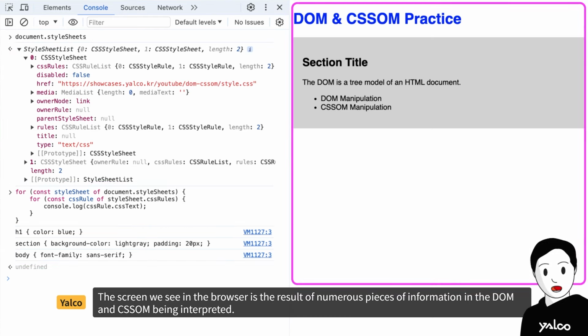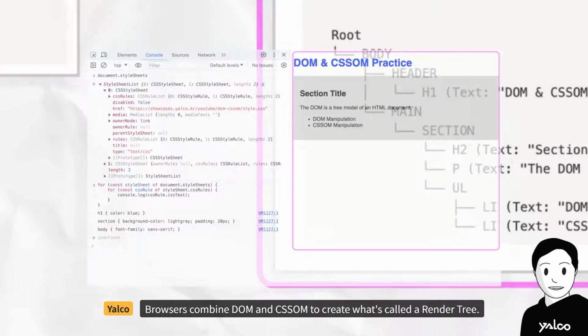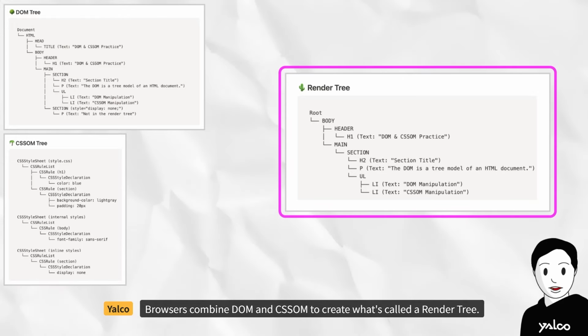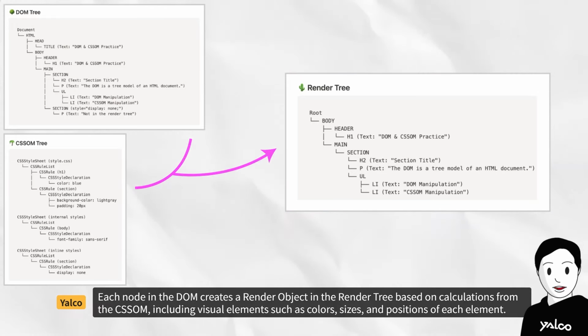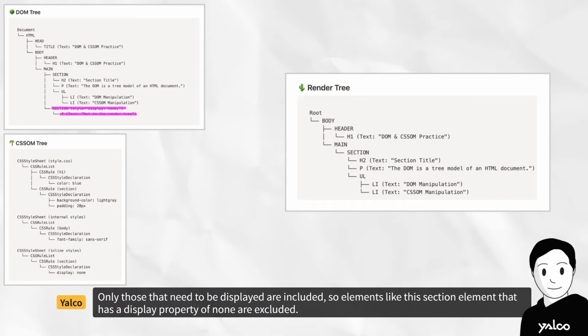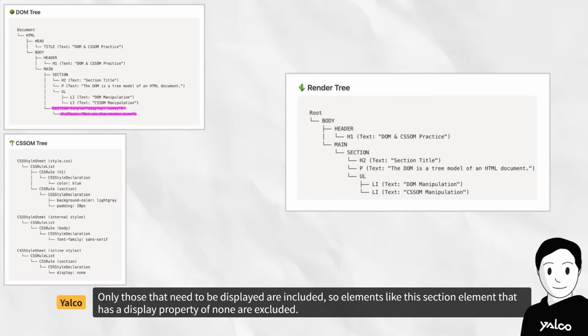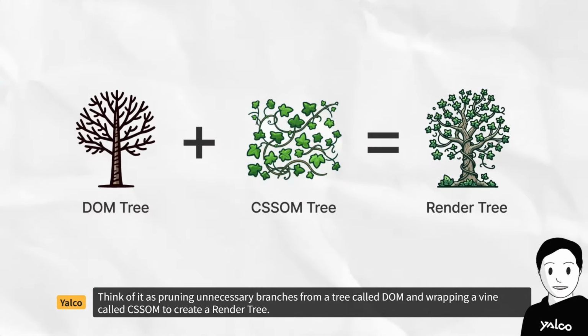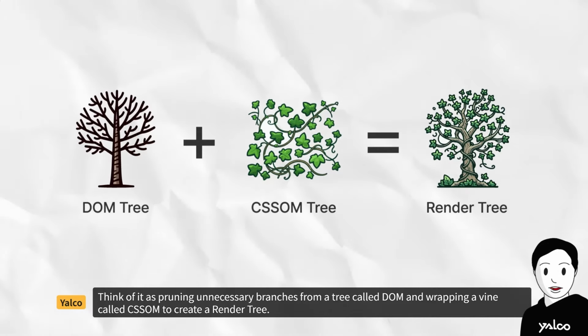The screen we see in the browser is the result of numerous pieces of information in the DOM and CSSOM being interpreted. Browsers combine DOM and CSSOM to create what's called a render tree. Each node in the DOM creates a render object in the render tree based on calculations from the CSSOM, including visual elements such as colors, sizes, and positions of each element. Not all elements of the DOM are included in this render tree. Only those that need to be displayed are included, so elements like this section element that has a display property of none are excluded. Think of it as pruning unnecessary branches from a tree called DOM and wrapping a vine called CSSOM to create a render tree.